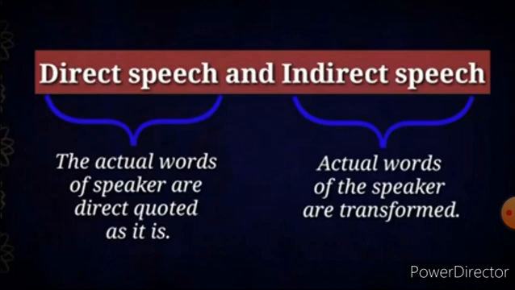Listen, children, the way of reporting the actual words of a speaker is called direct speech. Once again, listen to the definition. The way of reporting the actual words of a speaker is called direct speech. The actual words spoken are put within inverted commas. That is known as direct speech. And the second one is indirect speech. Here, the actual words of the speaker are transformed.